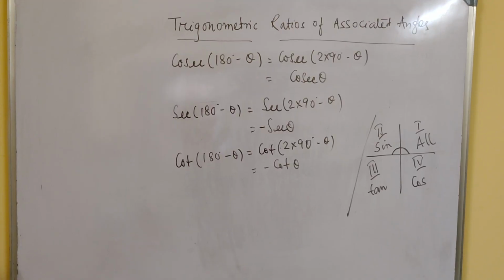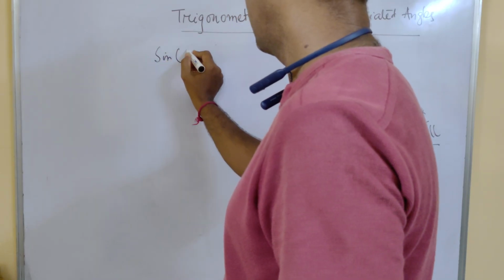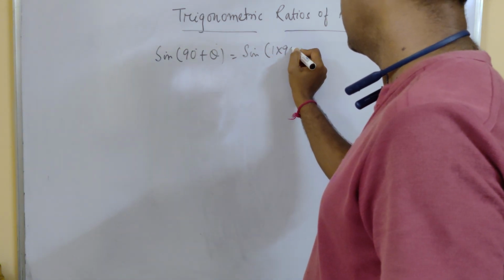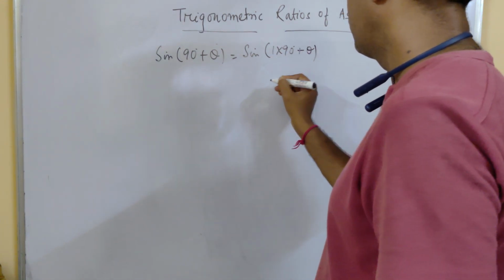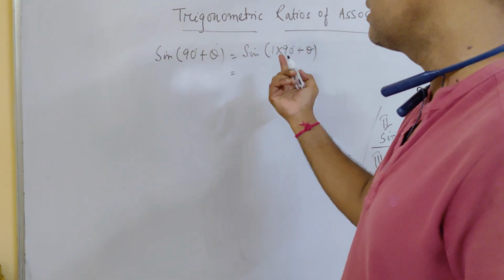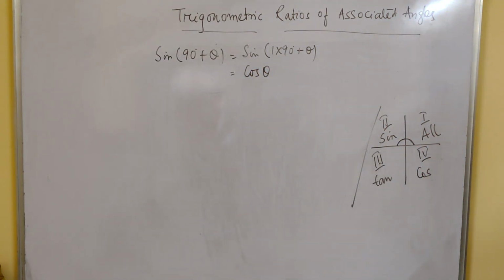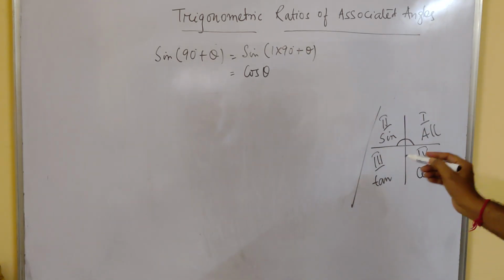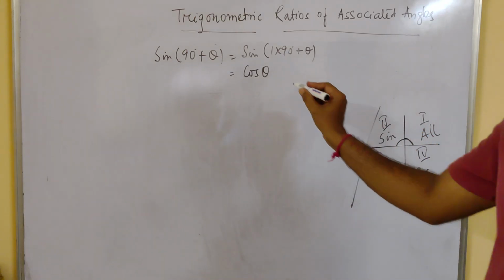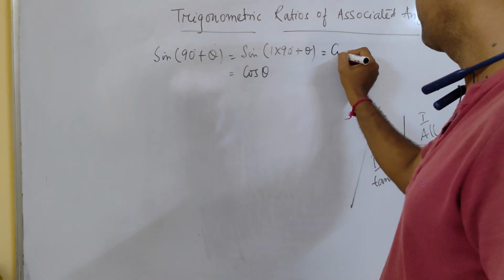And the other angles. What about sine 90 plus theta? Sine 90 degree plus theta, we may write 1 into 90 degree plus theta. So 1 is an odd number. So if we multiply with an odd number, then it changes. So sine becomes cos theta. Now 90 plus theta means it lies in the second quadrant. So sine is positive here. So it is cos theta.